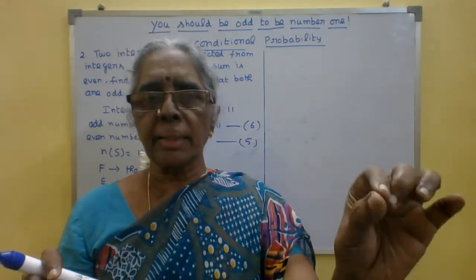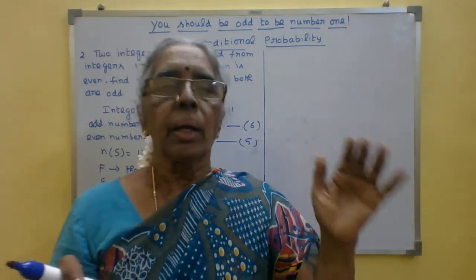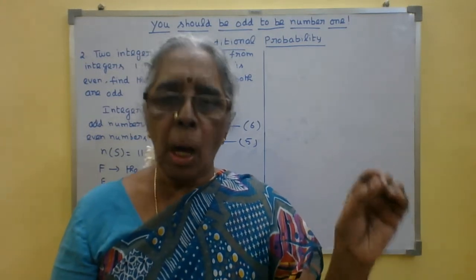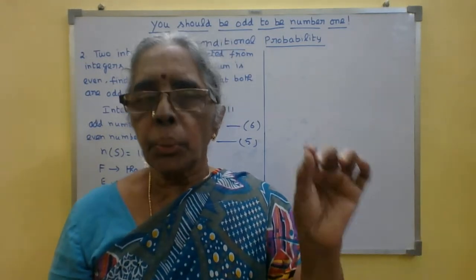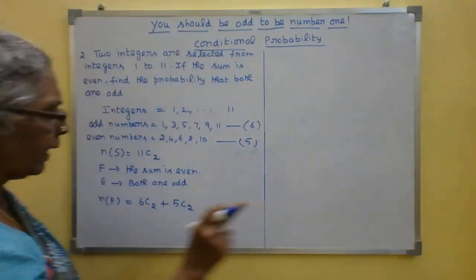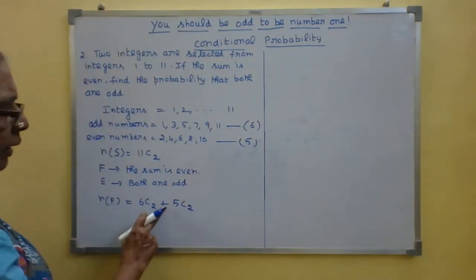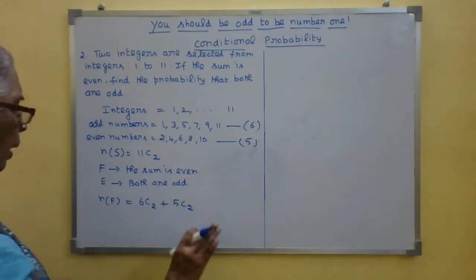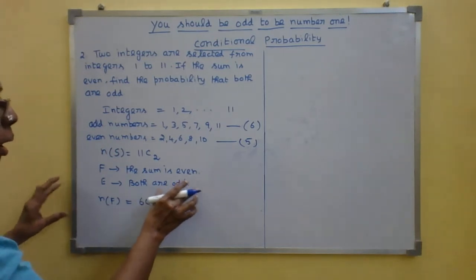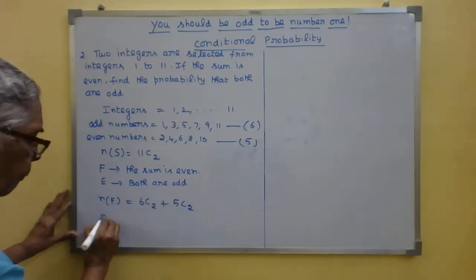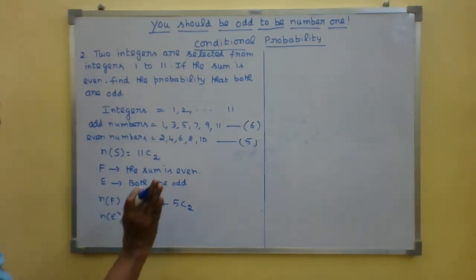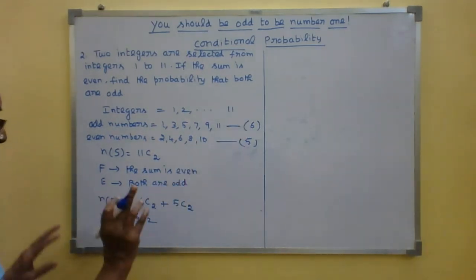Out of that, you can select 2 odd numbers. If both the numbers are even numbers, you have 5 even numbers. Out of that, you can select 2 even numbers such that the sum is even. So that can be done in 5C2 ways. Either this or that. So I have put a plus. Now coming to that E part. Both are odd. That means my n(E) should be only 6C2, because both the numbers are odd. So it is 6C2.